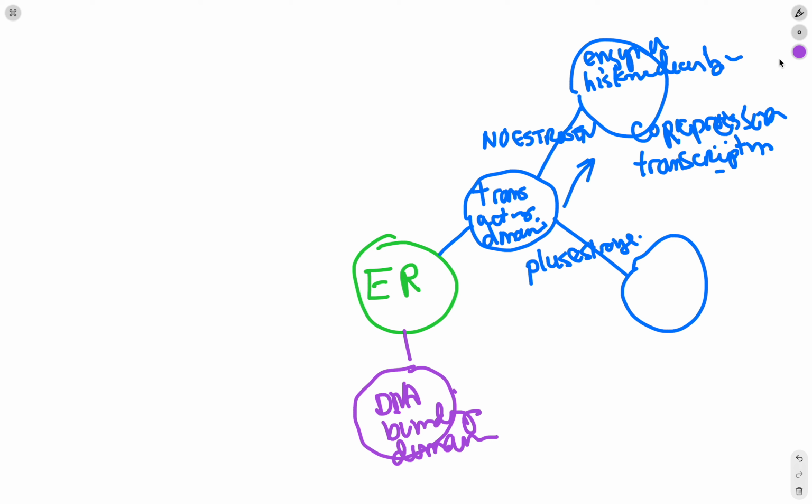And then down here, we have this coactivator. And the coactivator is histone acetylase, like that. Okay, and it's a coactivator, and it's a transcription factor, like that. So we have that down here.